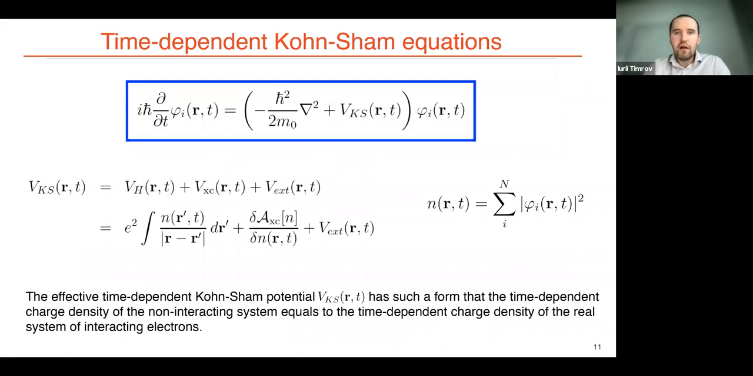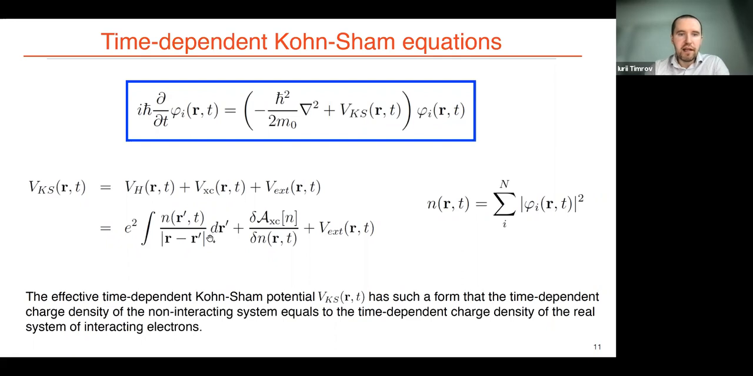It's written here. We have on the left-hand side the time derivative of our one-electron quantum wave function, which depends on spatial coordinate and time. And this equals this operator acting on the same one-electron wave function. The operator is nothing but the kinetic term plus the effective quantum potential, but now this effective potential depends on time. Those non-interacting electrons are moving in this effective time-dependent quantum potential. This time-dependent potential, again, can be decomposed into three parts: the Hartree term, the exchange correlation term, and the external potential. Each of them is written below.